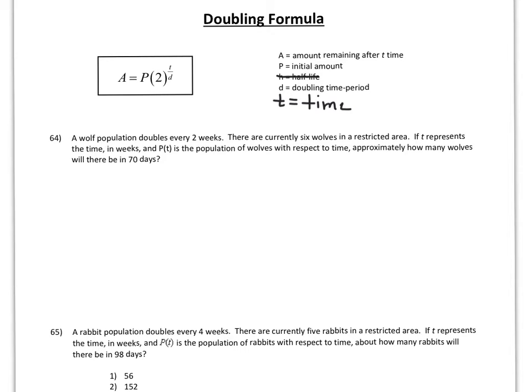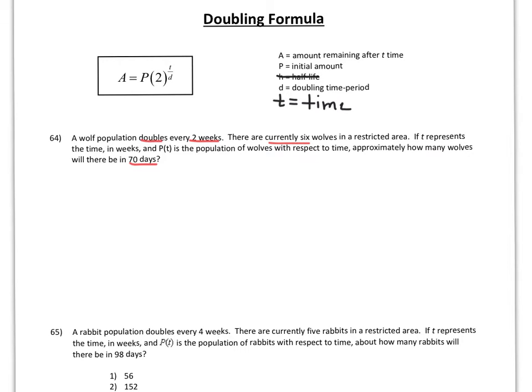All right, so let's take a look at number 64. It says a wolf population doubles every 2 weeks. I'm just going to underline that, okay? So it doubles every 2 weeks. There are currently 6 wolves, so that's how many there currently are, in a restricted area. If T represents the time in weeks, and P of T is the population of wolves with respect to time, approximately how many wolves will there be in 70 days?